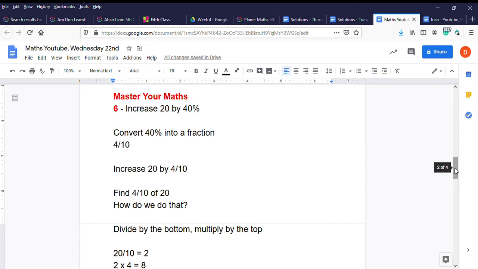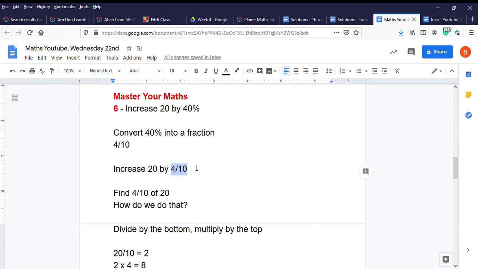The first question I have: increase 20 by 40%. Well, how can we solve this? We have to convert 40% into a fraction. When we do that, we get 4/10. So we have to increase 20 by 4/10.